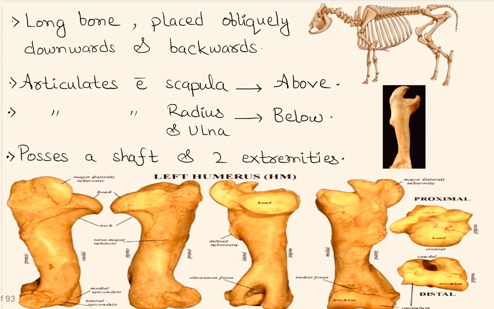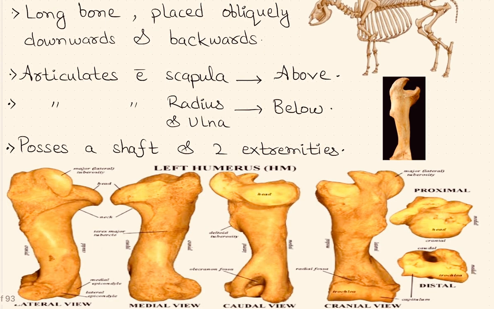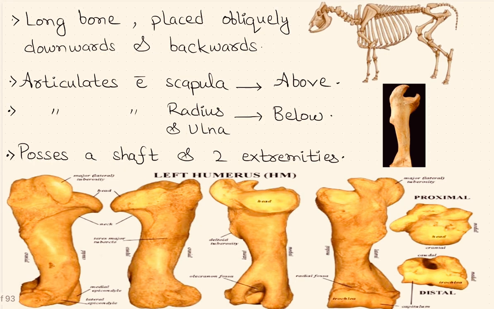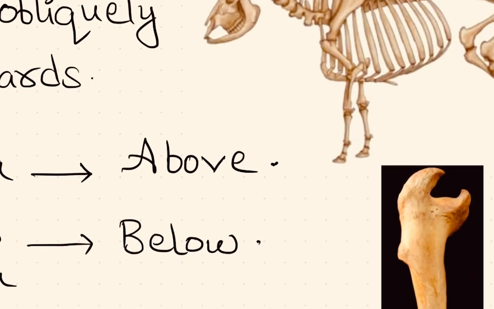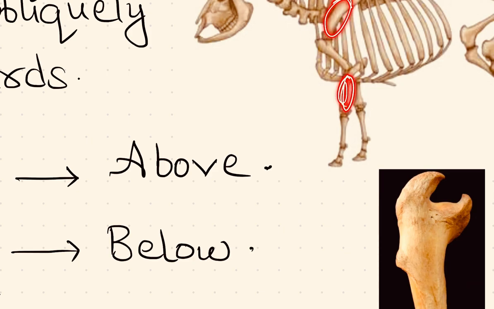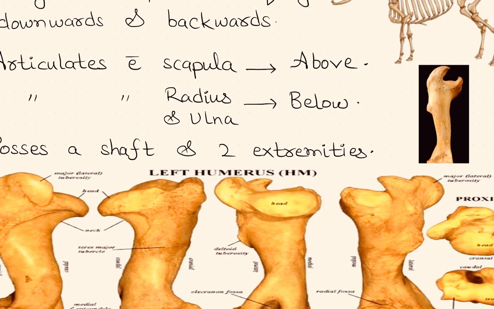Anatomy becomes easy when you see a lot of diagrams and pictures. That's why I made these notes and bring them to you. So it is also a long bone, as I mentioned. It has two extremities and a shaft. In the case of the humerus, above it articulates with the scapula. You can see this is the scapula bone, and below it articulates with the radius and ulna. As I mentioned, it possesses a shaft and two extremities. This is the shaft and these are the two extremities.